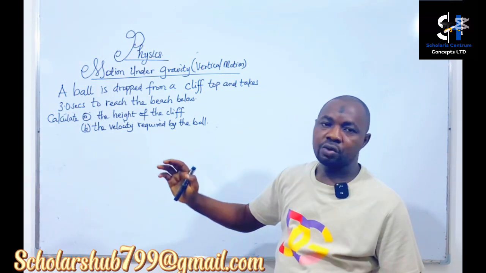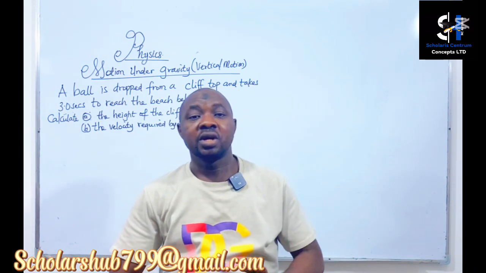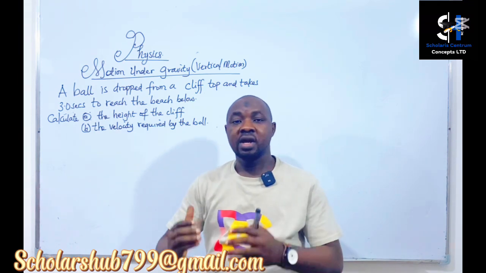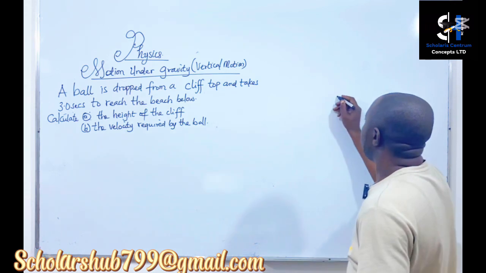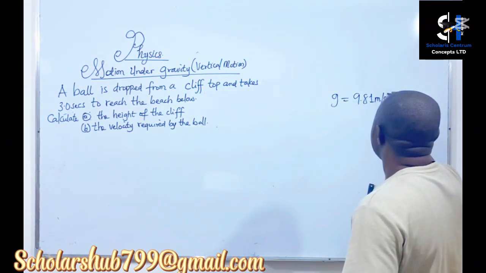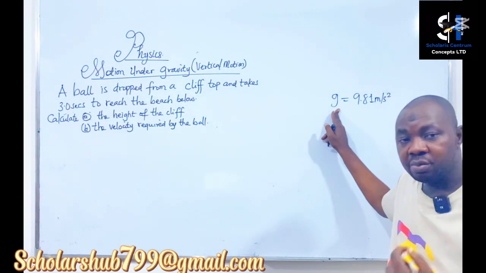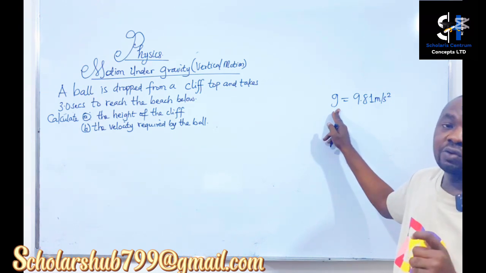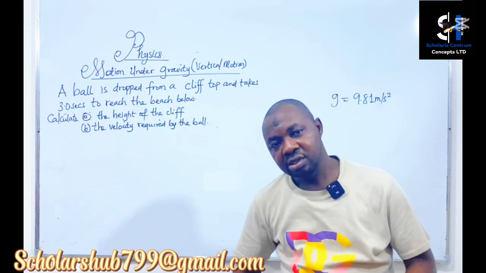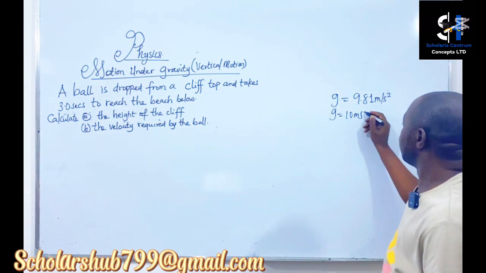Now, when we say motion under gravity, there's what we call gravitational attraction. Gravitational attraction produces a force which on Earth can cause what we call a free fall acceleration of approximately 9.81 meters per second square. That is g, the letter used to designate acceleration of free fall, known as acceleration due to gravity. For simplicity, we can take the value of g to be 10 meters per second square.